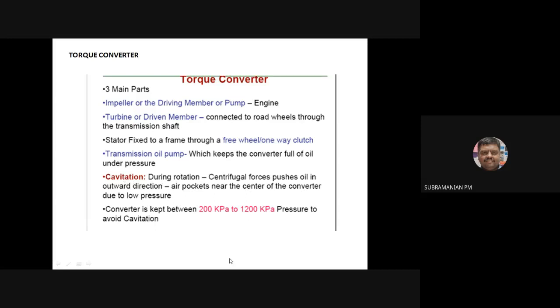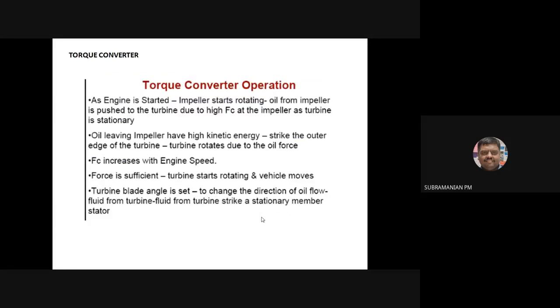Since I'm operating with the fluid under centrifugal force, in fluid mechanics we might have discussed cavitation. Whenever the pressure decreases, we'll be having bubbles, that is, I'm losing my fluid pressure. So I have to ensure that cavitation should not take place. My converter should be operating in this range, 200 kilopascal to 1200 kilopascal, to avoid cavitation. The same thing: when the engine starts, the impeller rotates, oil leaves the impeller, the turbine rotates. Everything is the same. I have explained it also.